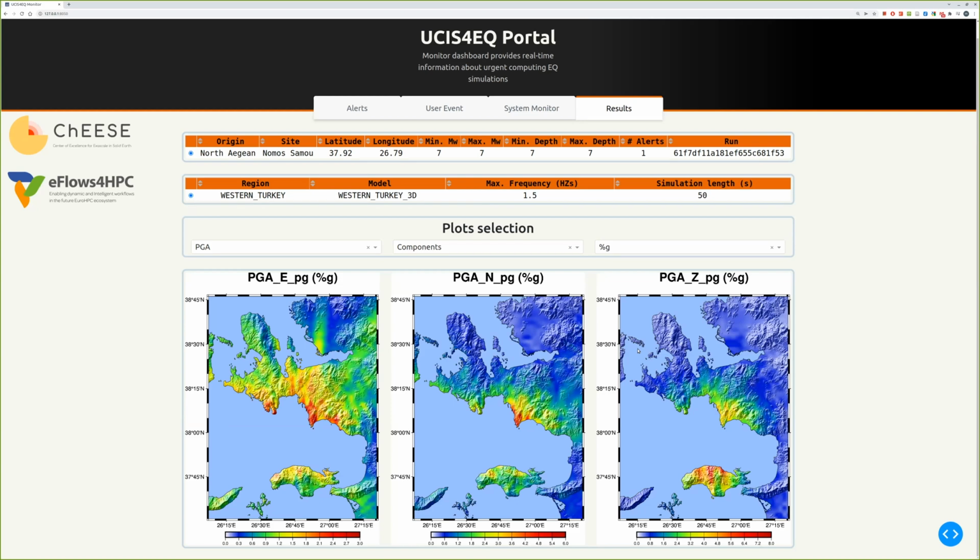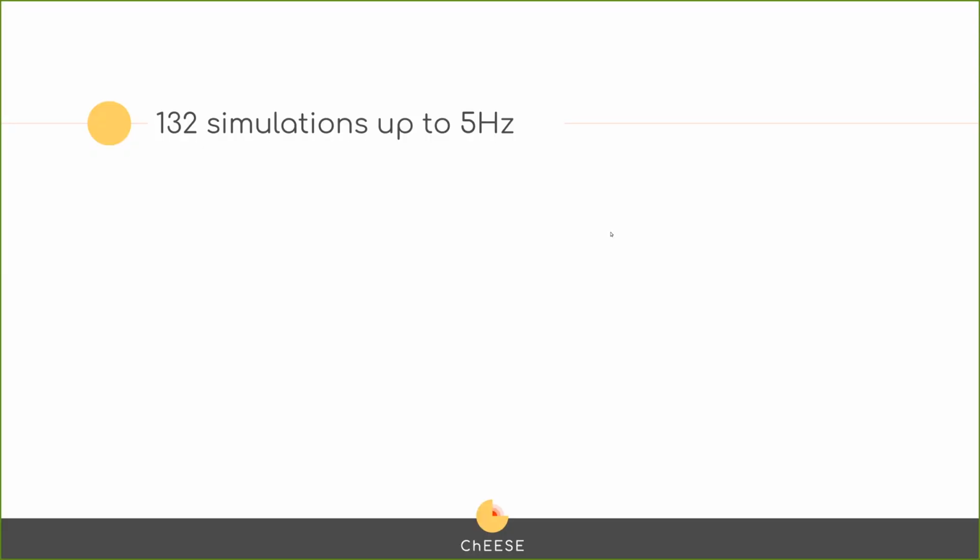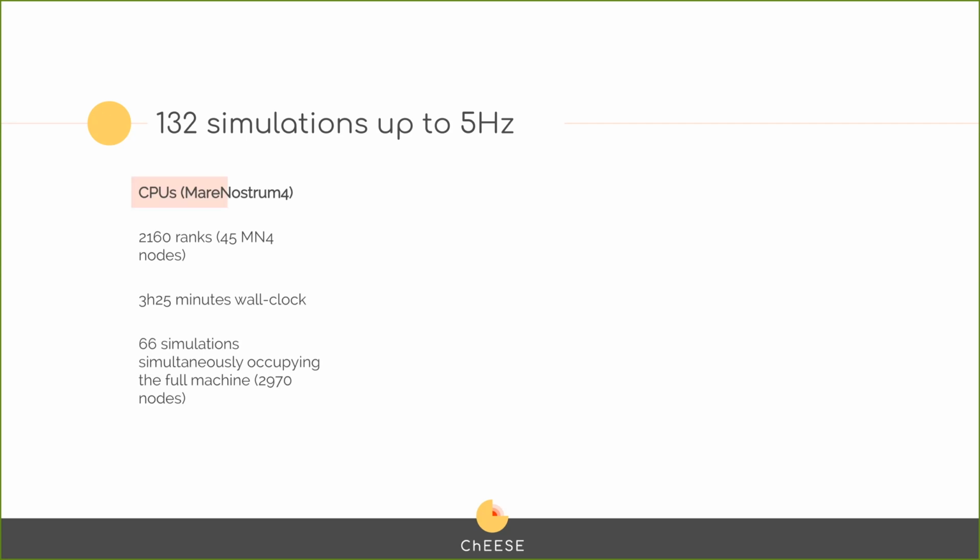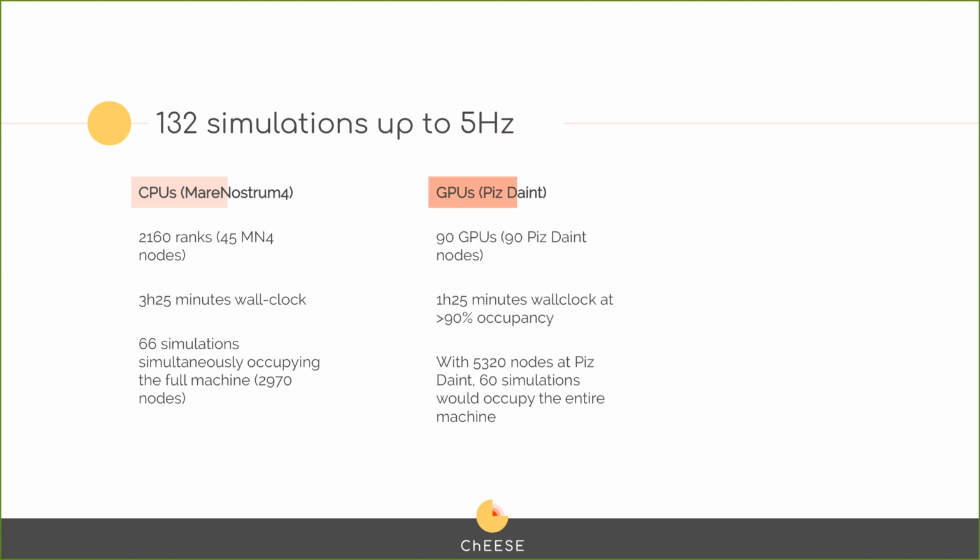This is just the first working version of our prototype, and additional ground motion parameters can easily be added in the post-processing stage. Finally, I'd like to mention that we have tested the workflow at scale, running 132 5 Hz simulations of the 30th of October 2020 Samos Izmir earthquake. One such simulation with Salvus took 3 hours and 25 minutes to compute on 2,160 CPUs, and running 66 such simulations simultaneously, we have occupied the entire MareNostrum 4 supercomputer. The same simulation takes 1 hour and 25 minutes on 90 GPUs. So 60 such simulations would occupy the entire Piz Daint supercomputer.